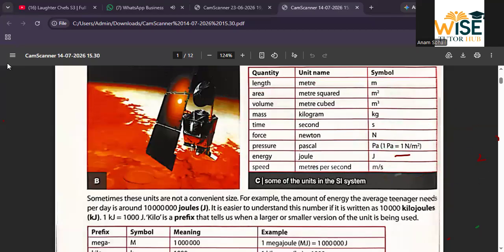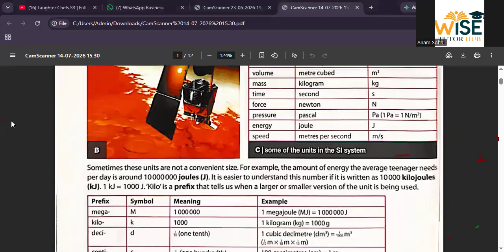So there are some quantities, for example, length, area, volume, mass, time. We can use kg for mass. We can use milligram, but the SI unit is kg, right? We can use minutes for time, but the SI unit is second. For pressure, we use Pascal, force, Newton, energy, joule, speed, meter per second. Any question, Ahmed?